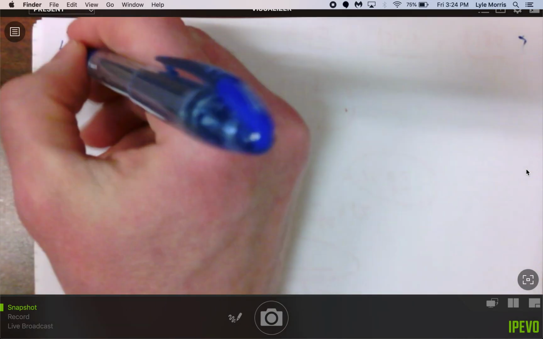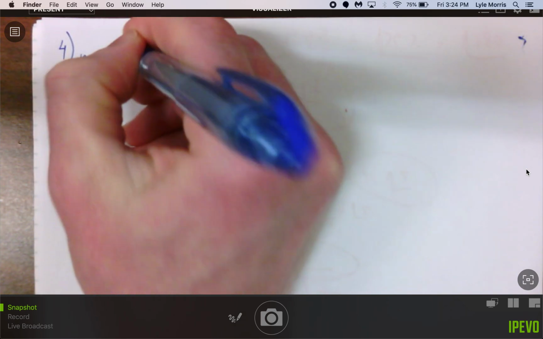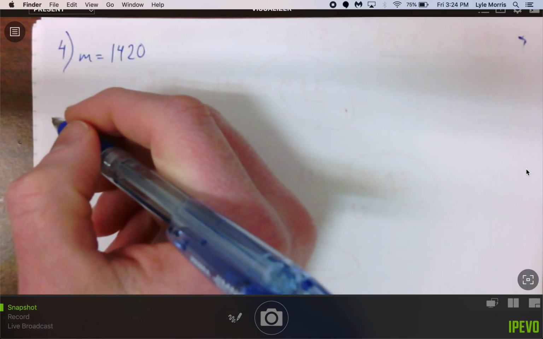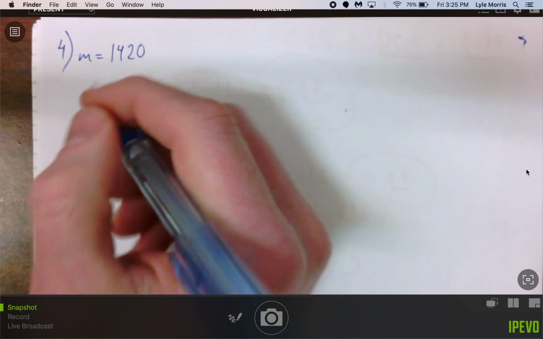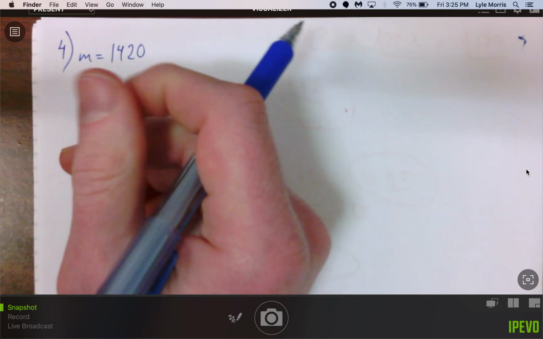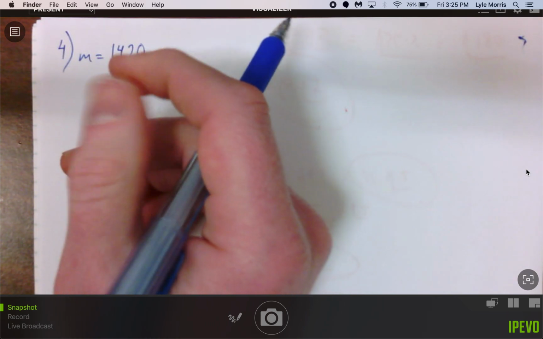There it is. Let's do example 4. I'm trying to kind of cover all the possible styles of examples for you. Number 4 has got 2 parts, but it says during a road test, a driver brakes a 1,420 kilogram car. So mass equals 1,420. Moving at 64.8 kilometers an hour. The car slows down and comes to a stop after moving 729 meters.